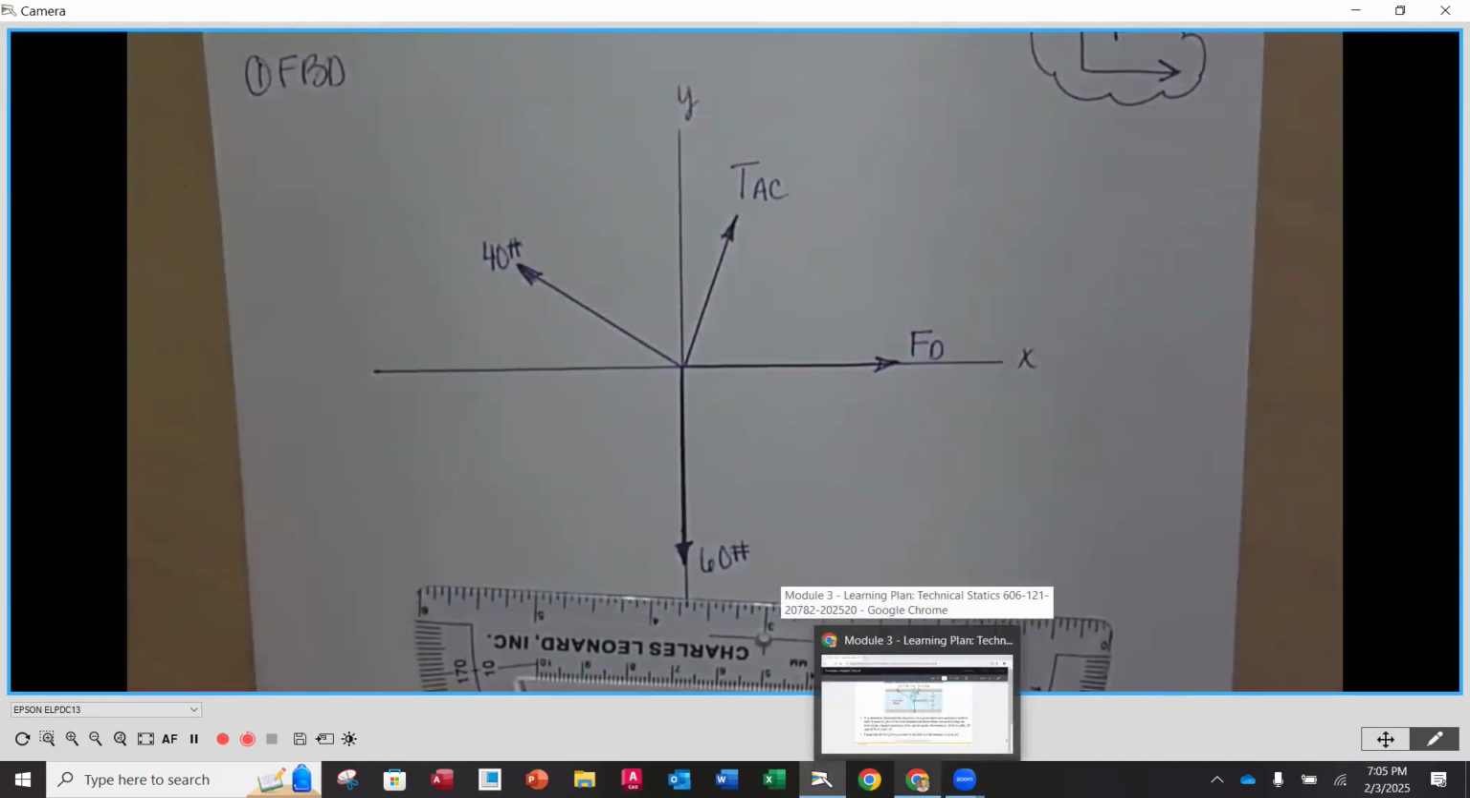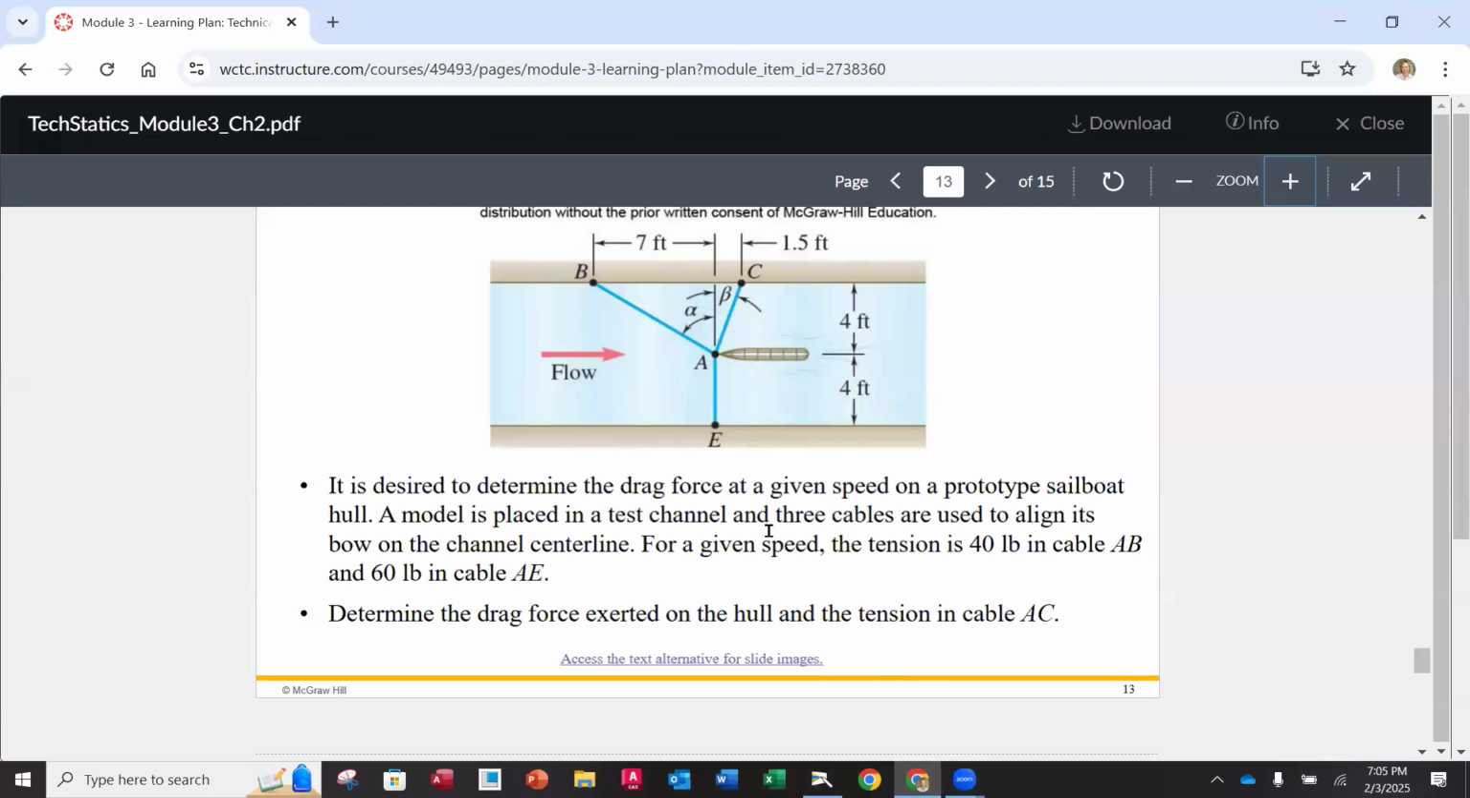Now, in the problem, they didn't give us angles, but we have distances, right? So we have to calculate the angles based on the slopes that were given here. As you look, the center of the channel is going to be 4 feet from either side. Okay, so that's going to be, if you would, the height of one of these triangles, actually both of the triangles.